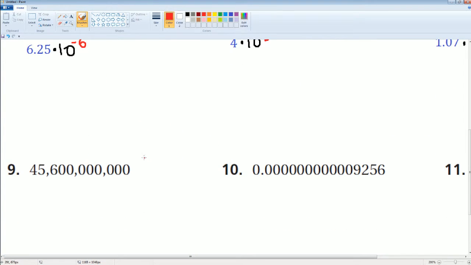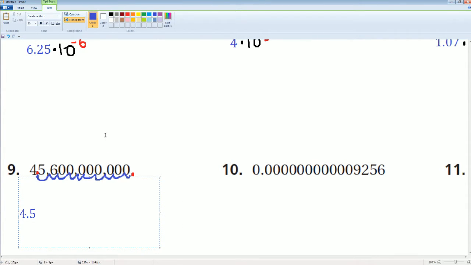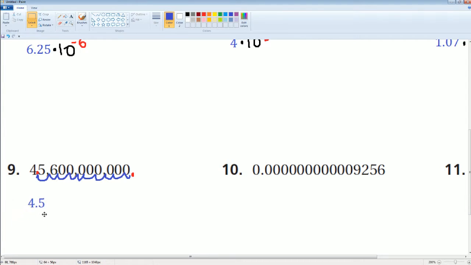Let's look at this one. Where does the decimal go? The decimal goes in right here at the end. Let's count. 1, 2, 3, 4, 5, 6, 7, 8, 9, 10. Right here. The reason why is because I can make the number 4.5. Good. So it becomes 4.5. The number 4.5. Okay.